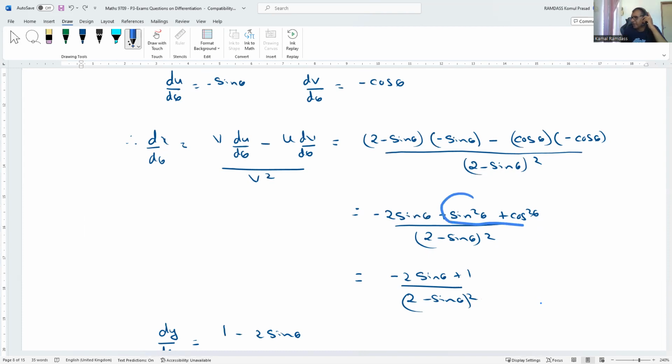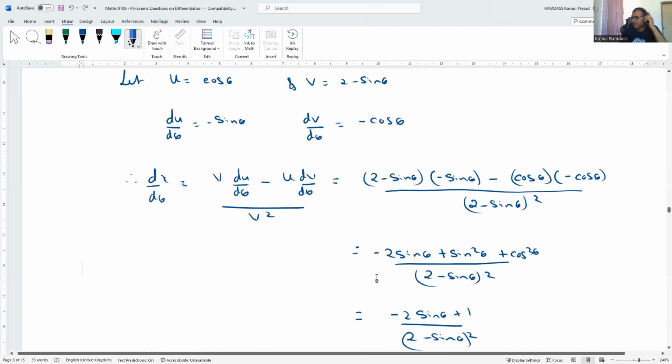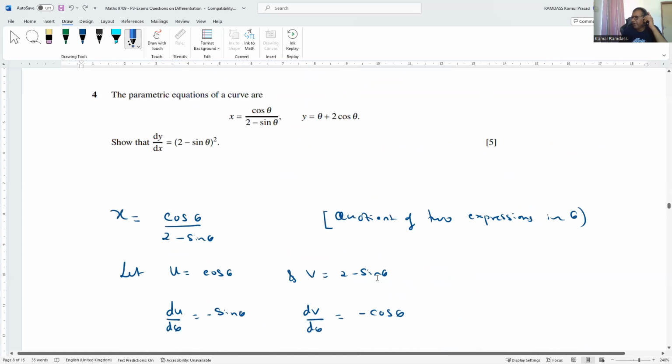Et sin square de theta plus cos square de theta est égal à 1. Ça, c'est the famous identity. OK? Je gagne minus de 2 sin de theta plus 1 divided by 2 minus the sin de theta to the square. OK? Et ça, c'est dx by d theta. And dy by d theta, c'est 1.